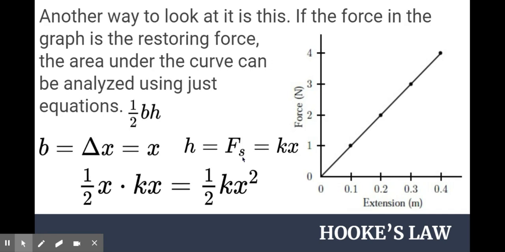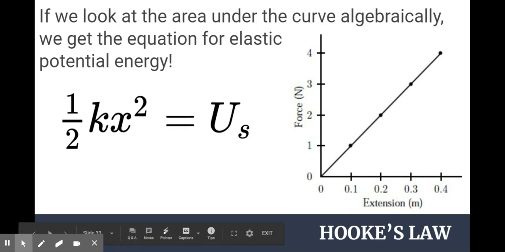There's another way we can look at it that helps us understand how this relates to elastic potential energy. So when we calculate the area under the curve, let's just use equations instead of numbers. Our base is just a displacement, which we're going to use as x, and then our rise is our force, which is in this case a restoring force, and we know that restoring force is equal to the spring constant multiplied by displacement. So if we substitute those into 1/2 base times height, we get 1/2 times our base, which is displacement, multiplied by kx, which is our restoring force, which gives us 1/2 kx squared.